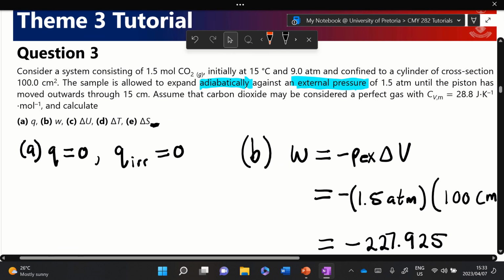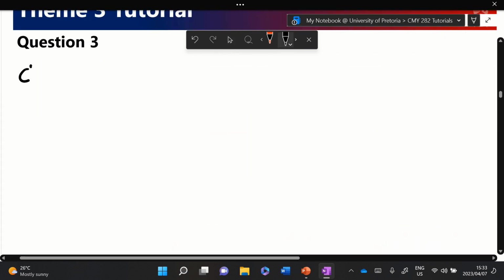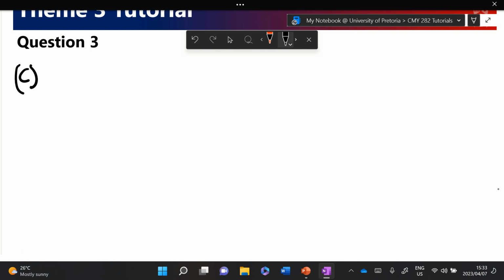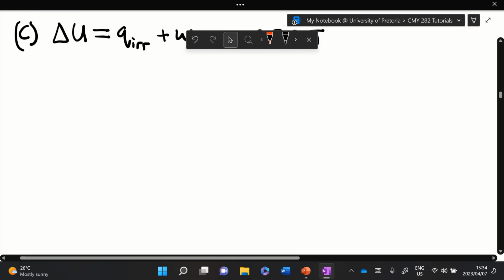Anyway, C, we're asked to calculate the internal energy. We can actually just get this from the first law, so it's not too difficult. We have an irreversible process, and we have some work done. So here the internal energy is just equal to our work, so minus 230 joule. Okay, not too difficult.